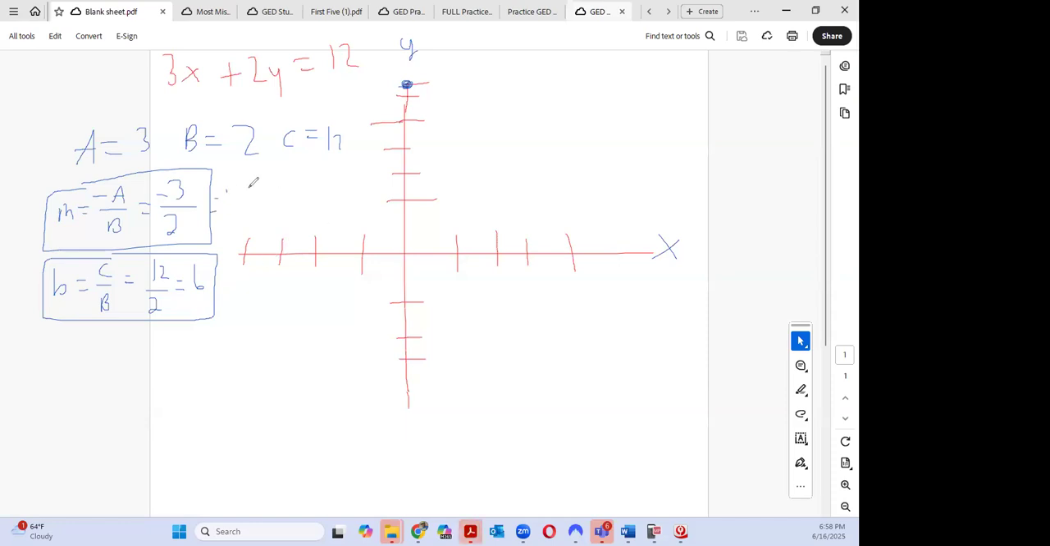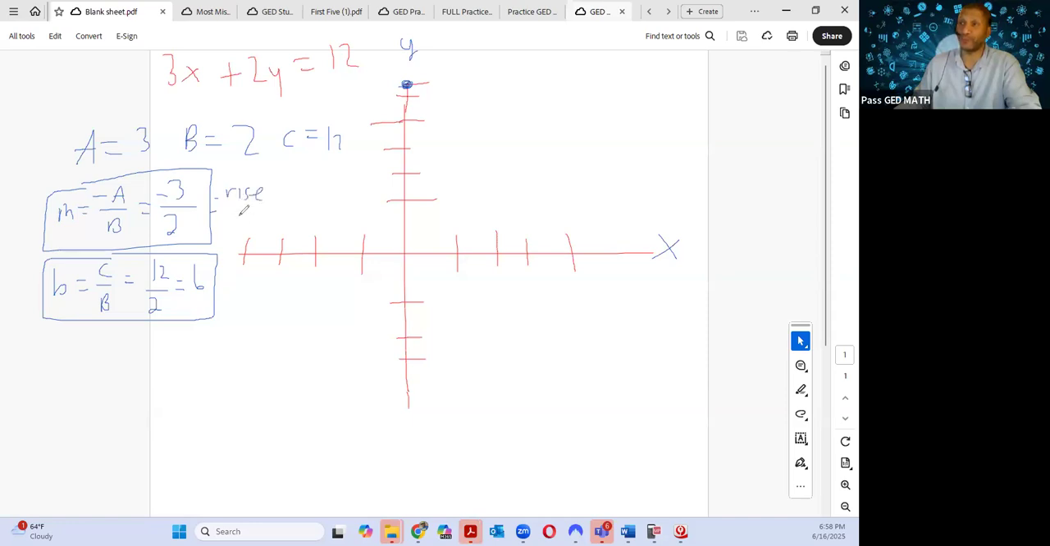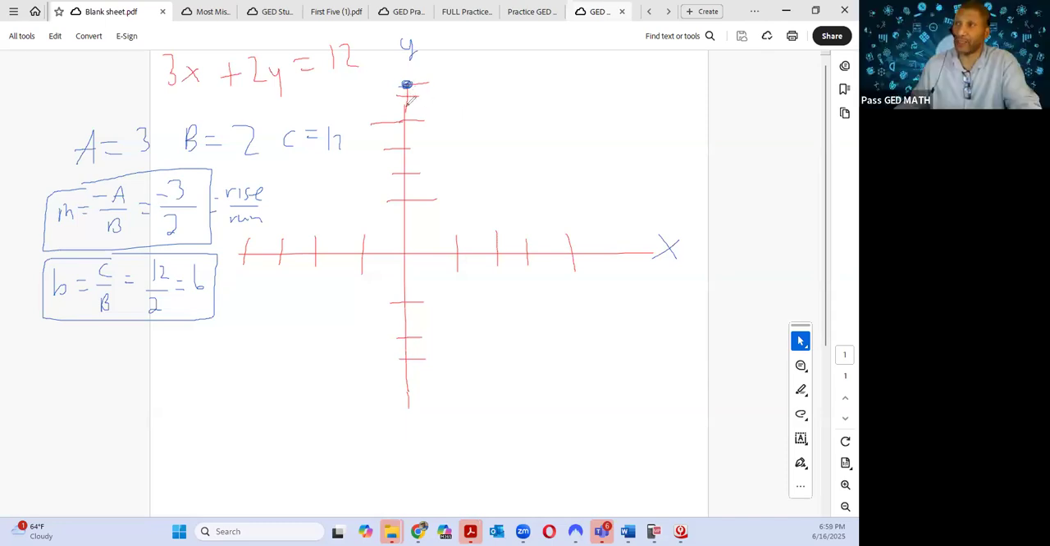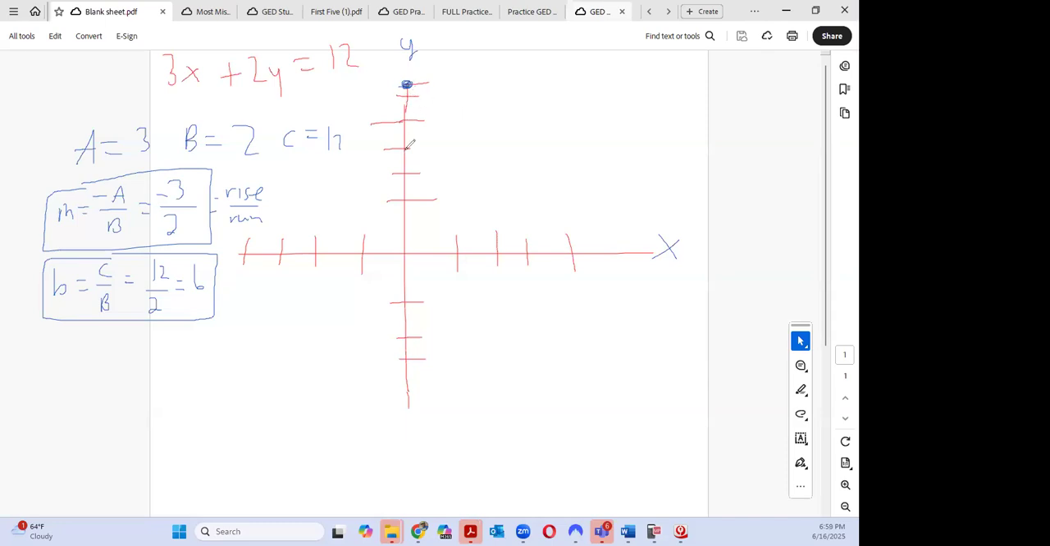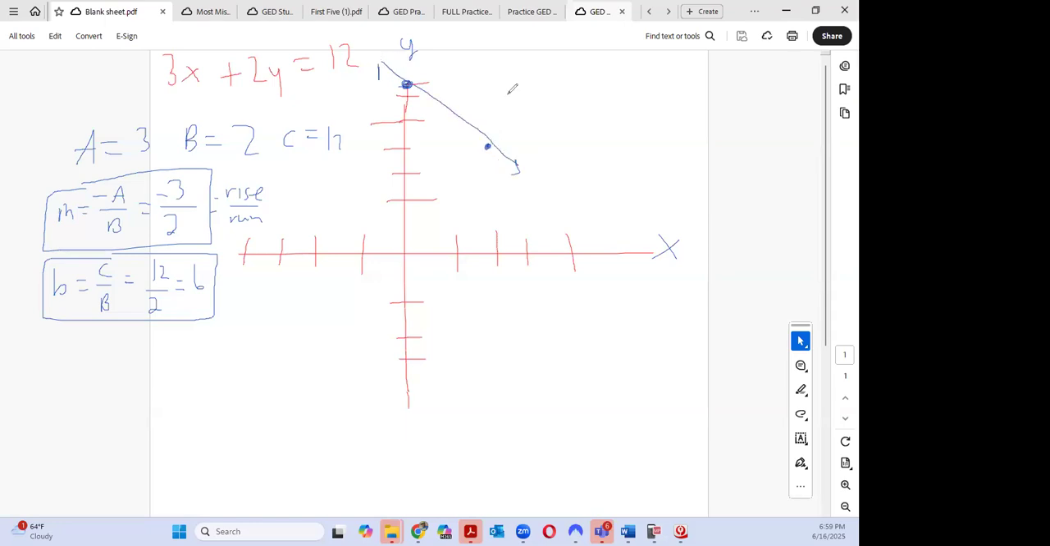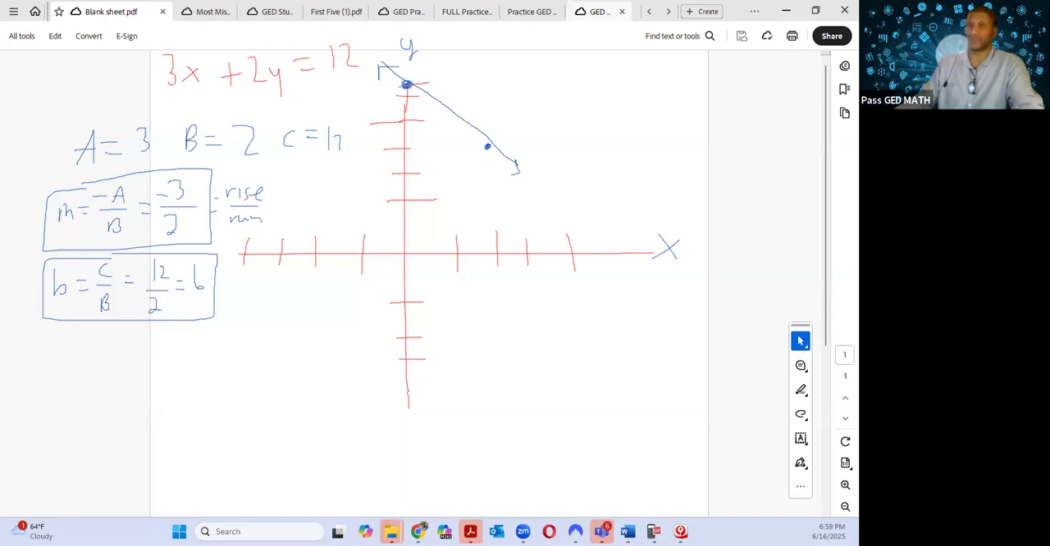My second point, I'm going to use my slope. Rise over run. My rise is what? Negative 3. That means I'm going to go down 3. 1, 2, 3. And then my run is what? 2. I'm going to go over 2. 1, 2. I connect them. That's how you graph. Wow. I mean, you have to practice it. You got to practice.